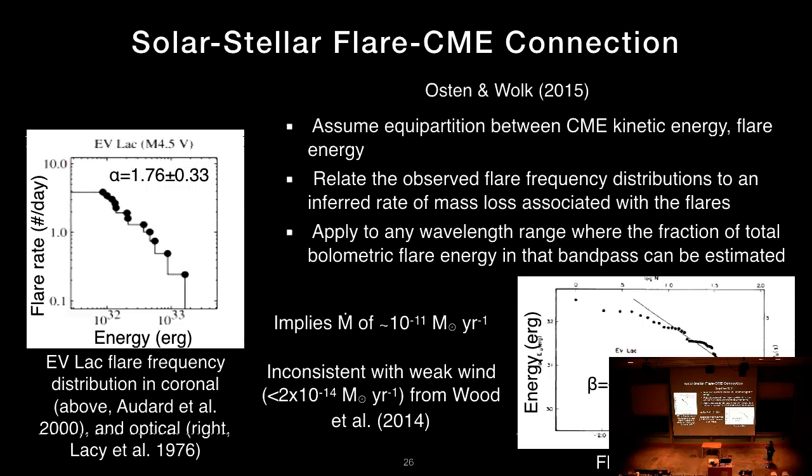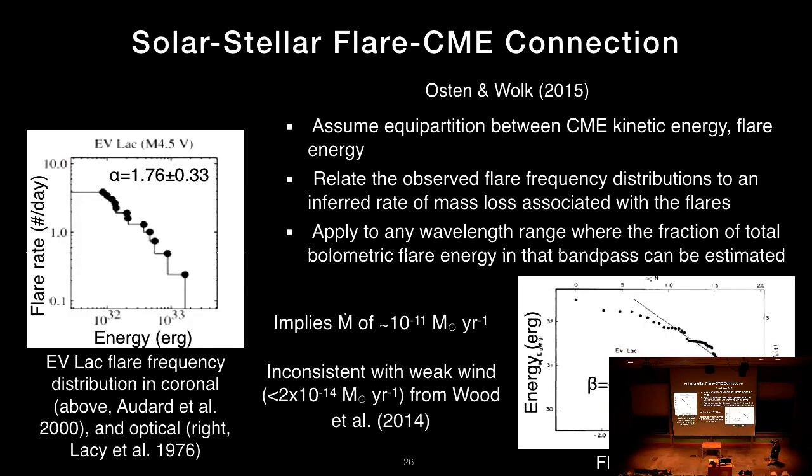We looked at some of these relationships and then asked, well, what happens if we take that assumption that you've got an equipartition between flare energy and CME kinetic energy, and apply that to stars for which we have counted the number of flares that are occurring, and use that to infer what an implied rate of transient mass loss might be. And this is where that table that I showed you earlier on energy partition was actually a nice byproduct of this piece of work.